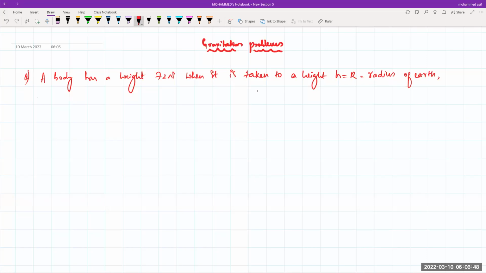Okay, so how much would it weigh? The options are 72 Newton, 18 Newton, 36 Newton, and the fourth one is 0.